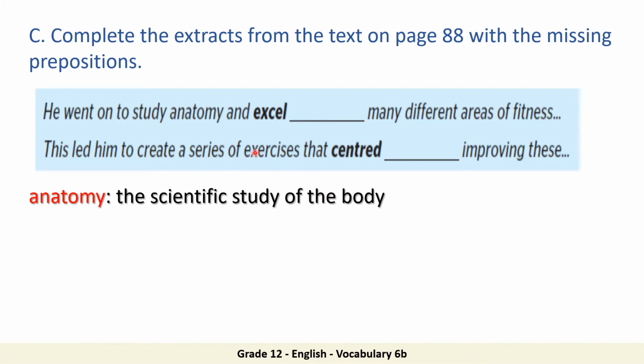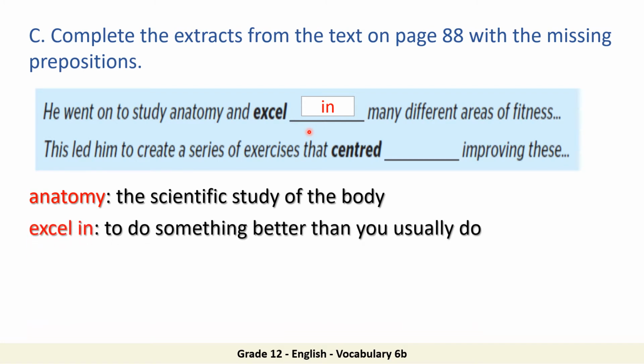Okay, let's go to the first sentence. He went to study anatomy and excel. Yes. Can you figure out the right preposition? Excellent. Excel in, which means to do something better than you usually do.